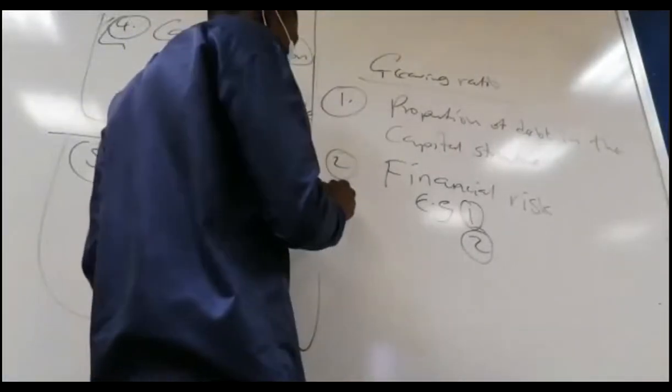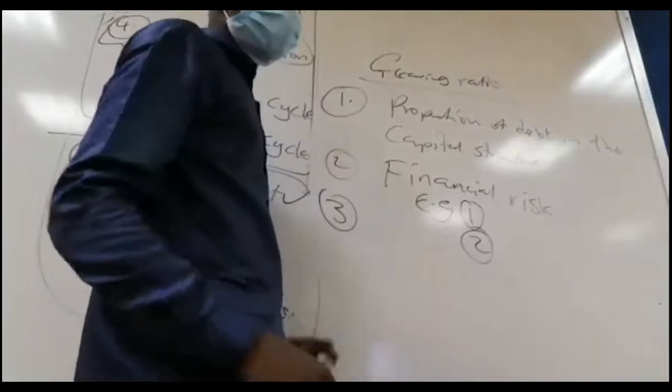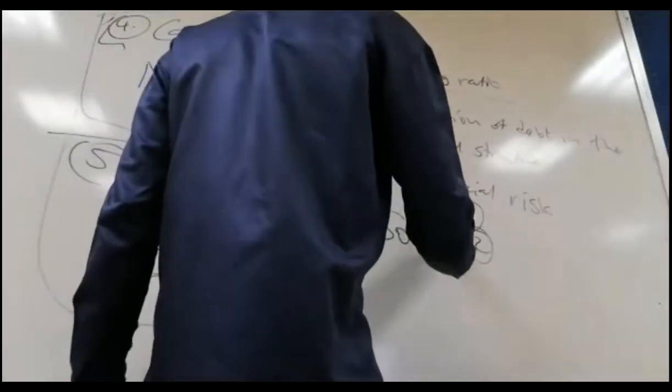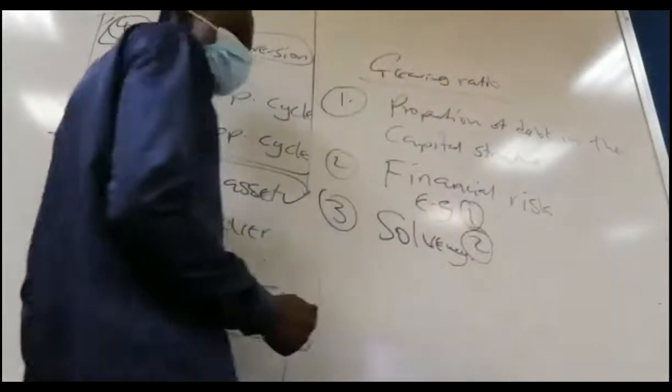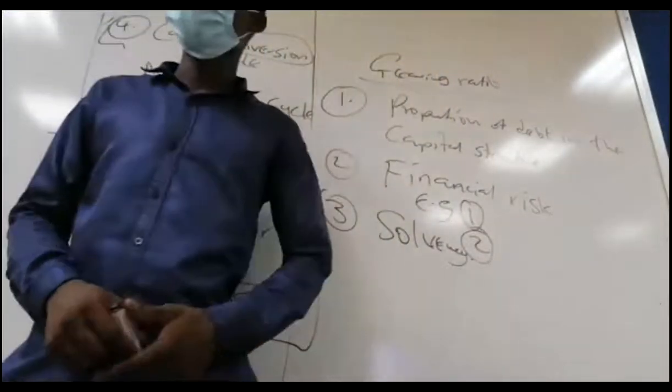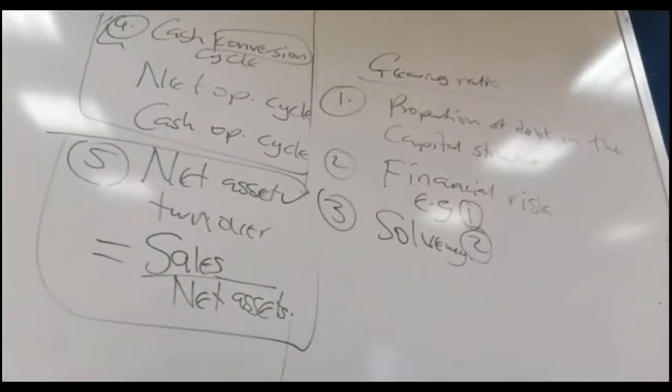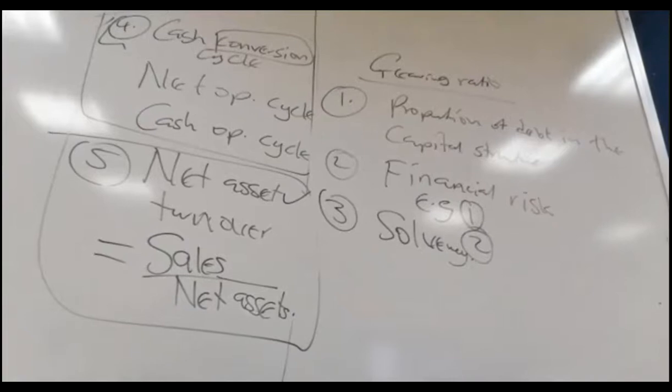Then number 3, the solvency of the organization. How solvent? Some organizations, when they start servicing their debts, can't even pay the employees. So, how solvent the organizations are. That's why most financial institutions check the solvency and see whether they can add their own to it. We are done with this.